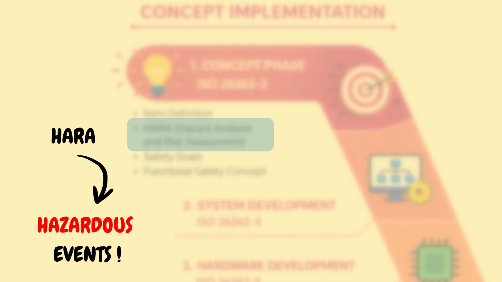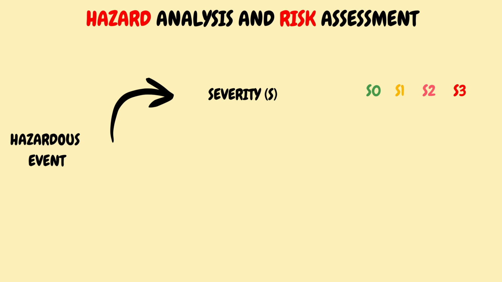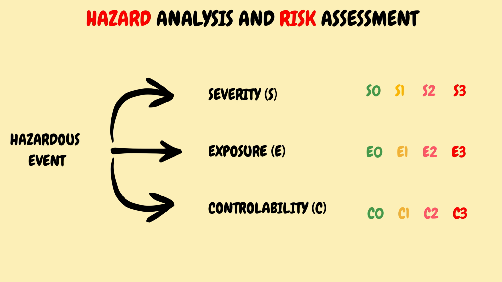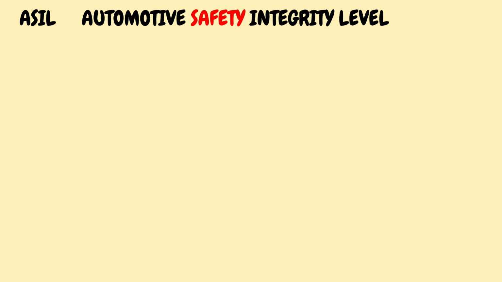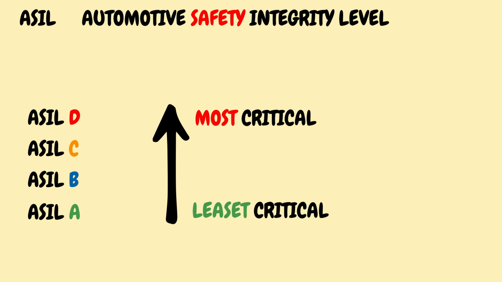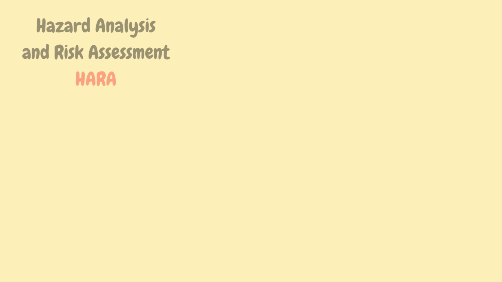To do this, we assess three parameters: severity, how serious the potential harm is; exposure, how often the situation can occur; controllability, whether the driver can avoid the harm. So essentially, we think of what can go wrong and how bad could it be. Based on this analysis, we determine something called ASIL, Automotive Safety Integrity Level. ASIL ranges from A to D, with D being the most critical level. The ASIL defines how rigorous the development process must be. The higher the risk, the stricter the safety requirements.